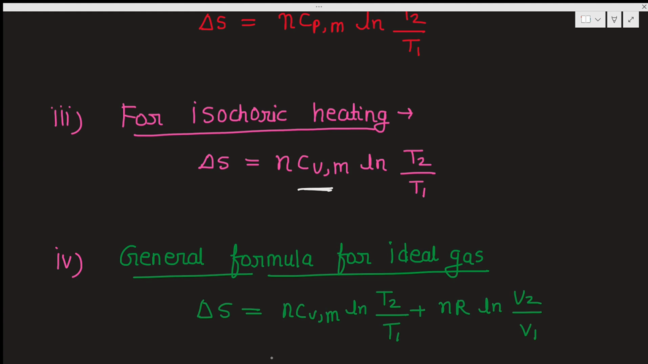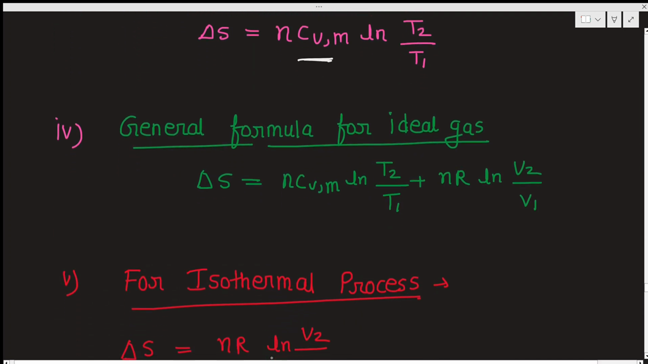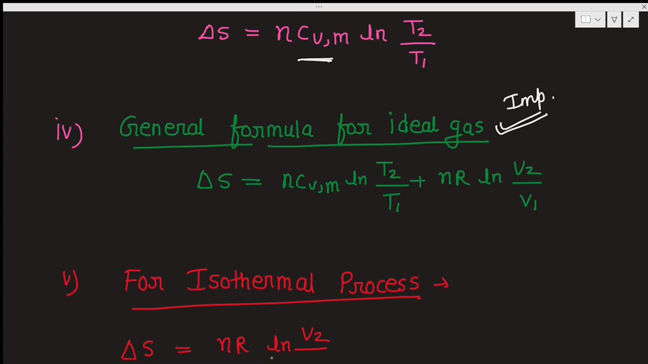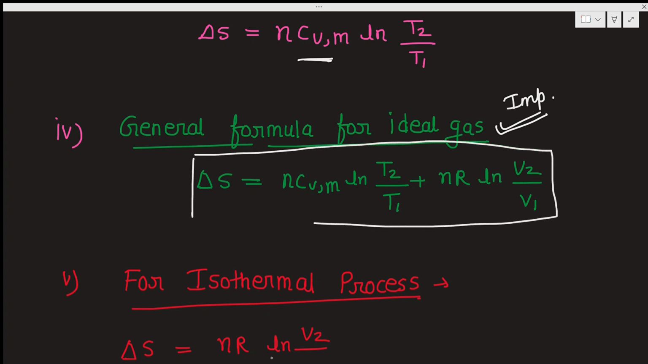But if you are given a general process for an ideal gas and you have to find the entropy change, then you will use this formula. If nothing else is given and you have an ideal gas, this formula is used. In most cases, you will use this formula: del S is equal to n CVM ln T2 upon T1 plus nR ln V2 upon V1. When you are converting this natural log to log base 10, you will have to multiply by 2.303.